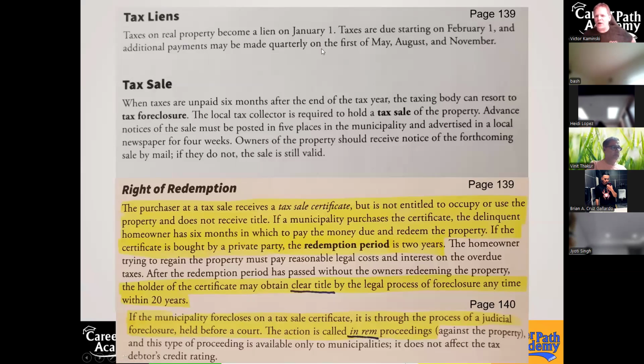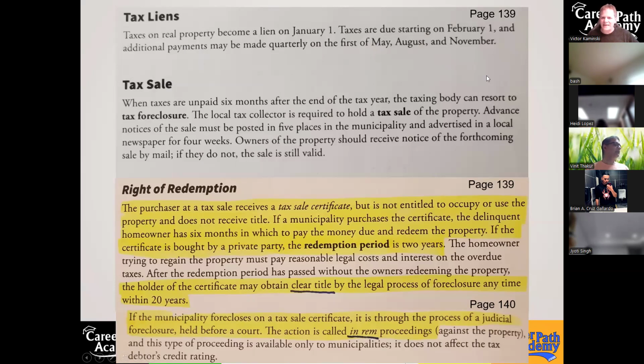So taxes become a lien on your property on January 1st. You don't have to pay the full taxes for the year all at once. You get billed quarterly. You pay them 4 times a year, every 3 months. February 1st, 1st of May, August, and November.